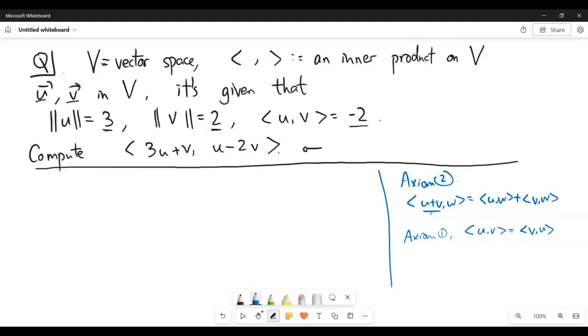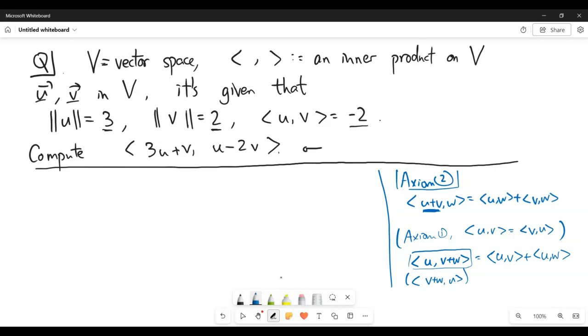This fact essentially means that if you have a linear combination of two vectors in the second position like this, you can flip it around and change position like this. Same thing. So you can look at axiom 2 for an inner product like this, which means that the one in the blue box is the same as the sum of the inner product of u, v plus another inner product, which is u, w.